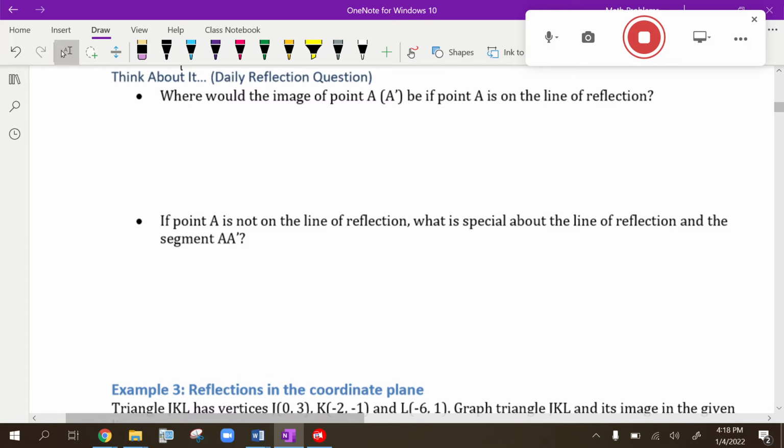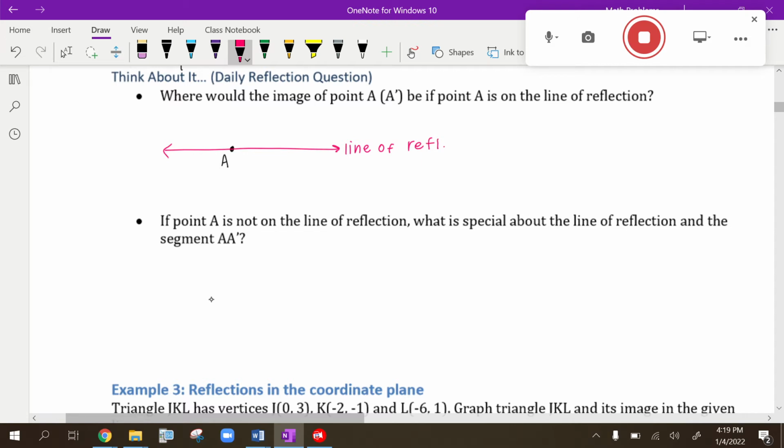So first, where would the image of point A be? When you write the image of A, you put a little apostrophe next to A to show that it's the image of A. It says, where would the image of point A be if point A is on the line of reflection? So let's say this is our line of reflection, and point A is on the line of reflection. Where would the image of A be?